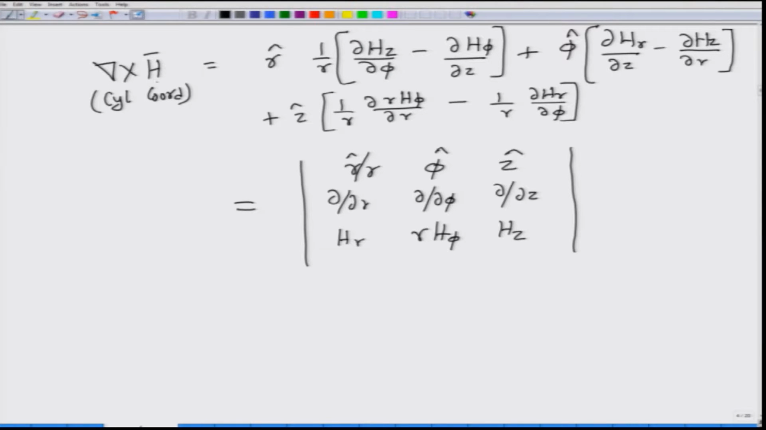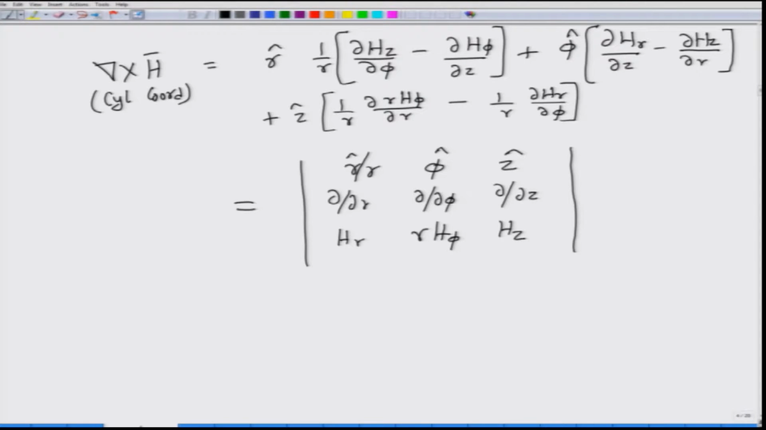The curl of H, I have used H in this example, but you know that E also needs a curl equation, so in that case substitute H with E. So the curl of H has 3 components, r, phi and z components, and for your bad luck none of these Hz, H phi or Hr components are 0. So everything exists, so welcome to complications.